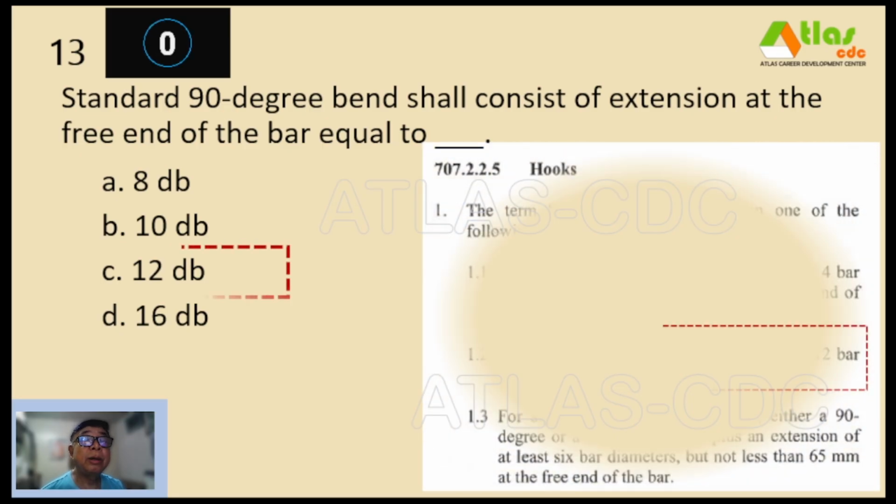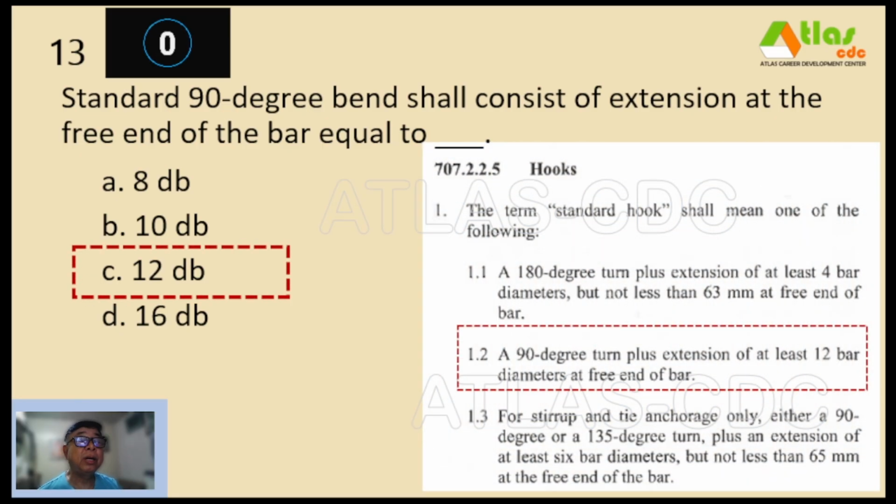And our correct answer is 12 bar diameters. So the term standard hook shall mean one of the following, and that is a 90-degree turn plus extension of at least 12 bar diameters at free end of bar.